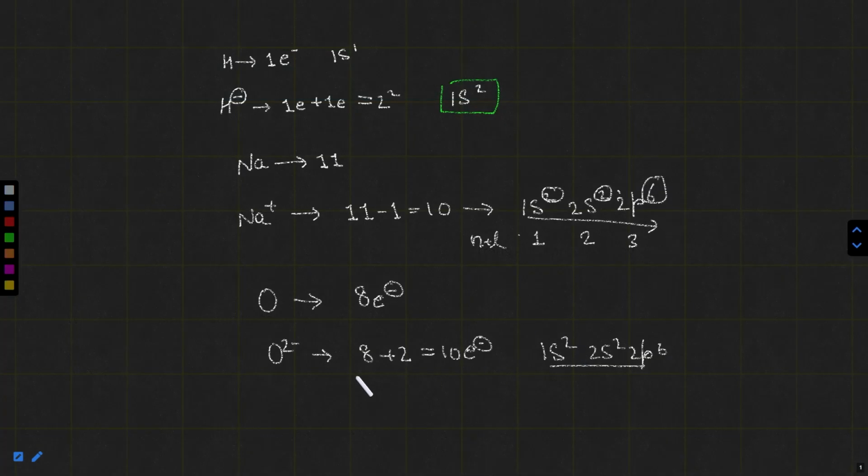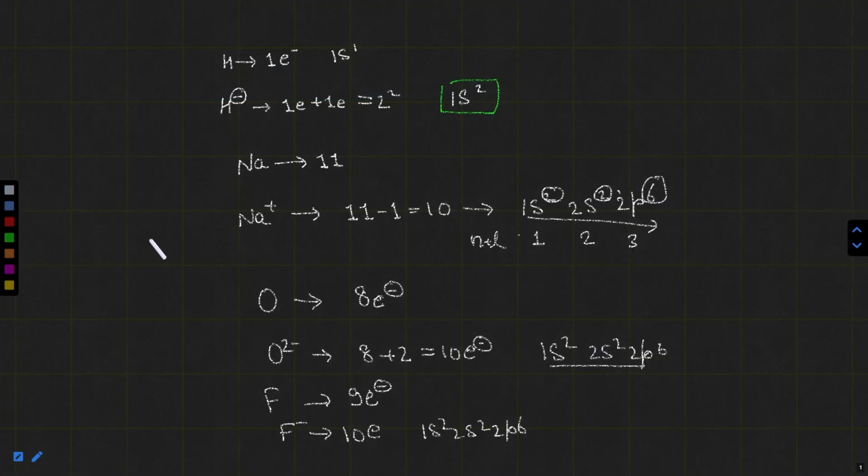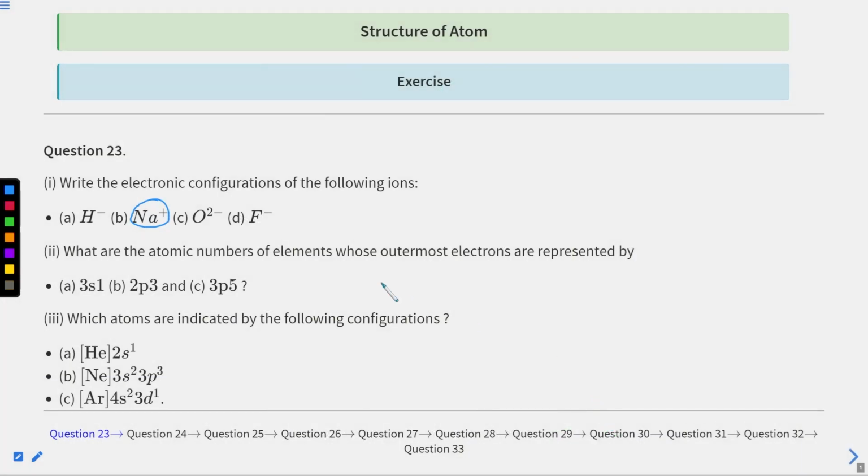Next is F minus. F has 9 electrons. F minus will have 10 electrons. So therefore we can write it as 1s2, 2s2, 2p6. Got it? So this will be the electronic configuration of each of these: this one, this one, and at last of fluoride.